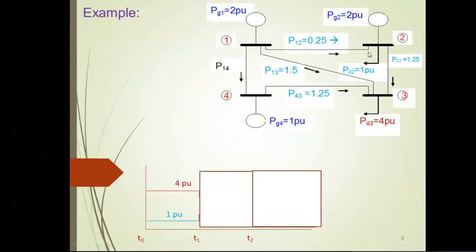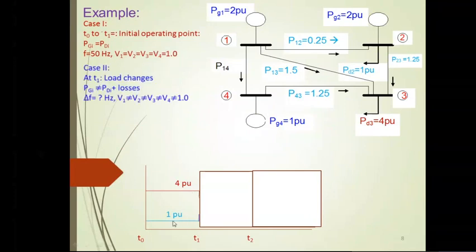Now, for this case as shown here, the total generation is 2 plus 2 plus 1, so that is 5 per unit. And you can find that you have a load of 5 per unit as well. So for the first case, let's say this is your T0, the initial operating point, and the total generation matches the total demand, so we can say that the frequency is exactly 50 hertz, and the bus voltage is exactly 1 per unit, right?